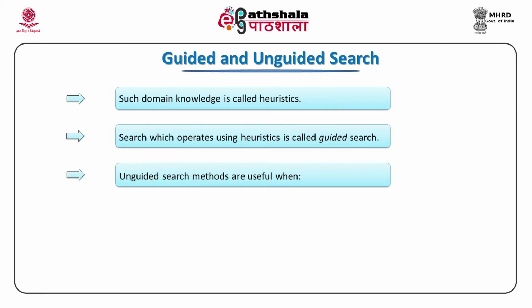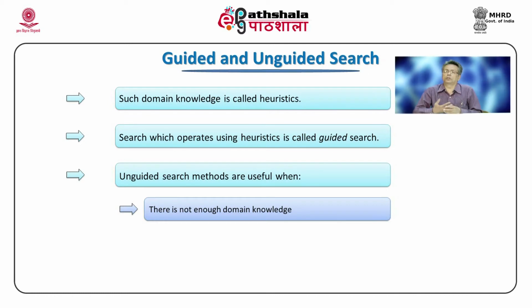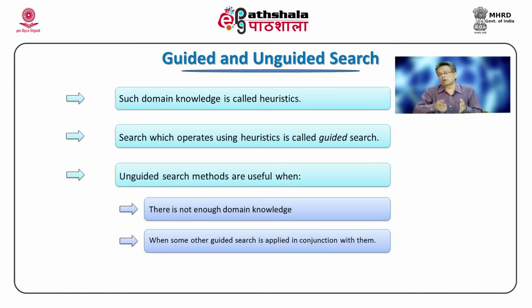Unguided search is used in two cases. There is not enough domain knowledge. We do not know. And when some guided search has already been applied, the problem domain becomes so small that you do not need to worry about heuristic. You just try exploring all possible options and solve it.